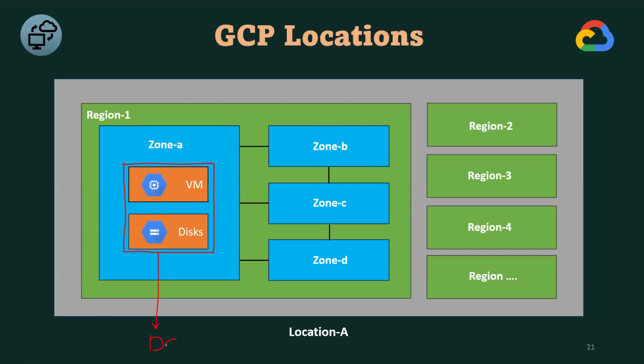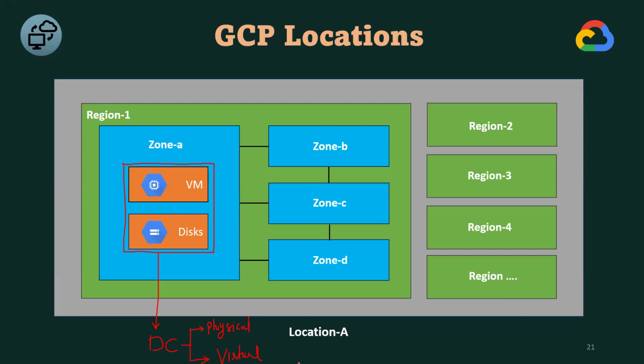When I say data center, what does it mean? In a data center, you will have 2 types of resources. One is physical resources, and the other is virtual resources. Physical resources are drives, disks, and all of those things. Virtual resources are containers, virtual machines, and all of those things. So each zone has one data center, and inside the data center we have both physical and virtual resources.